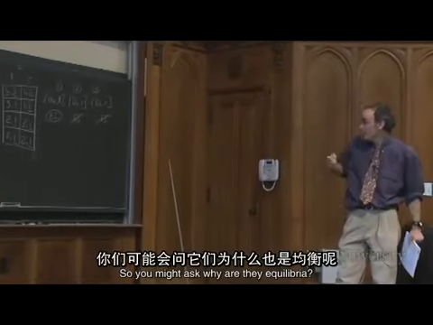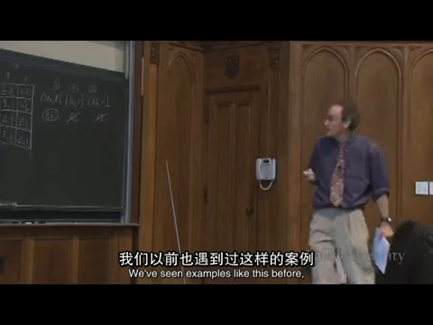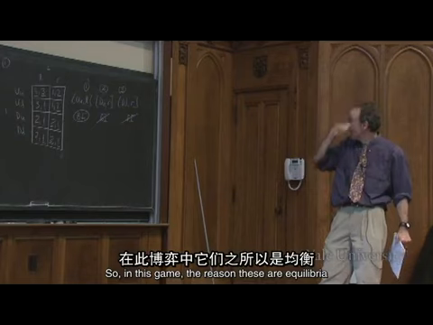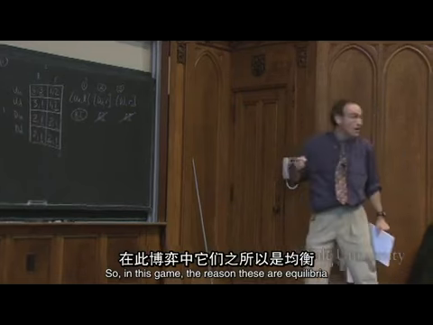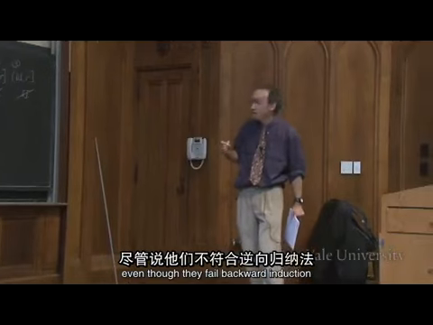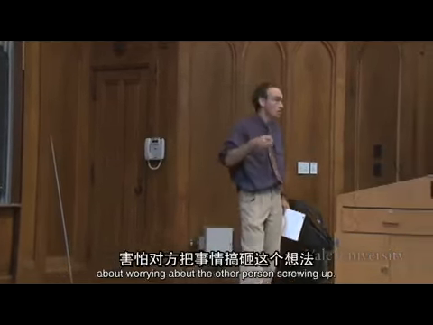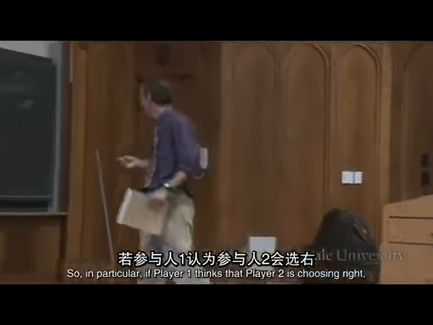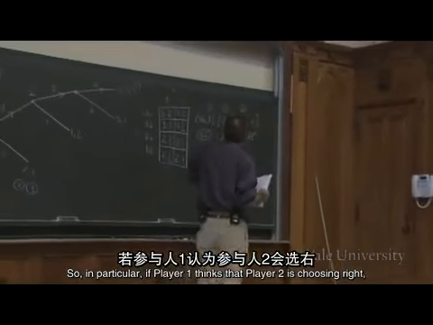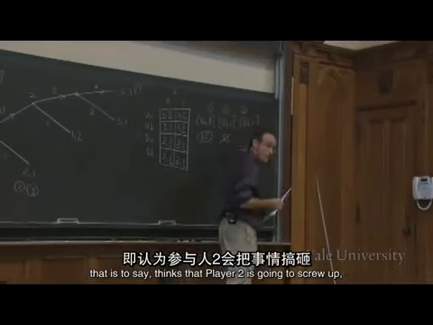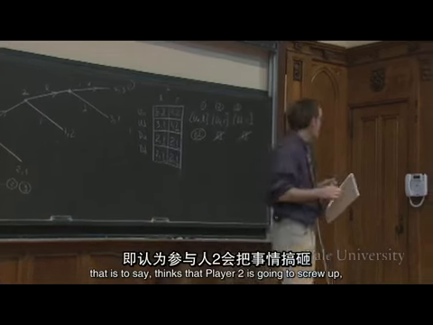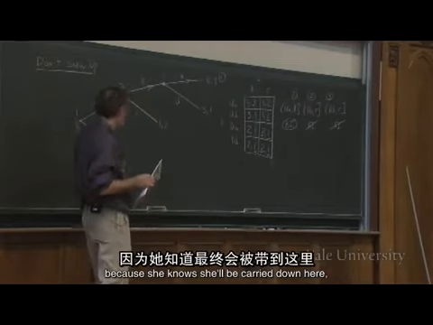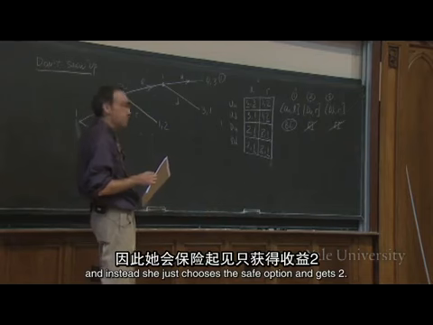All right? And so you may ask, why are they equilibria? We've seen examples like this before. For example, in the entry game, we also saw examples last time. So in this game, the reason these are equilibria, even though they fail backward induction, is exactly coincides with that conversation we just had about worrying about the other person screwing up. All right, so in particular, if player 1 thinks that player 2 is choosing right, that is to say, thinks that player 2 is going to screw up, then player 1 doesn't want to travel up the tree because she knows she'll be carried down here, and instead she just chooses the safe option and gets 2.